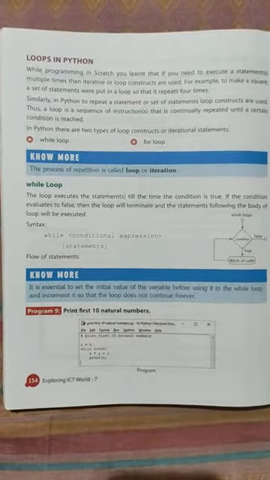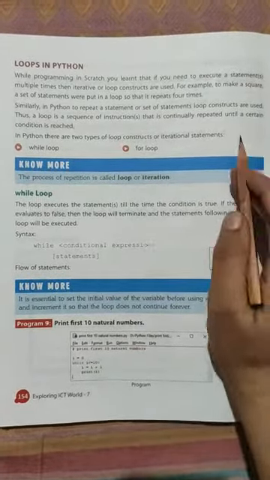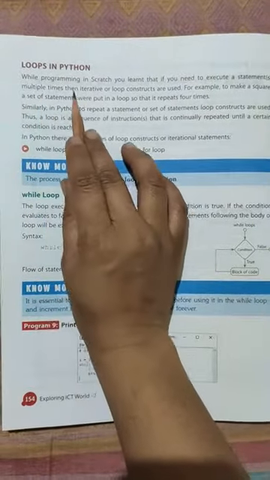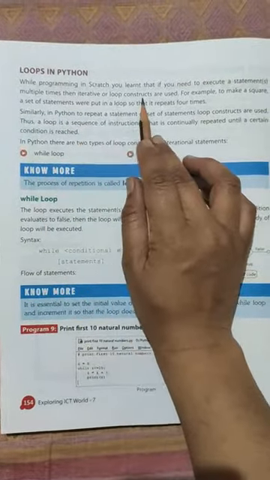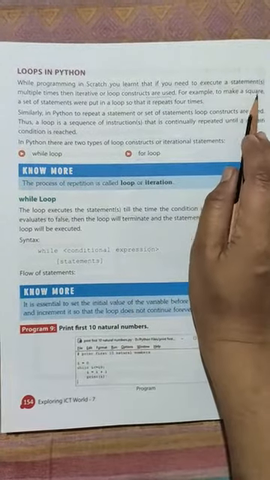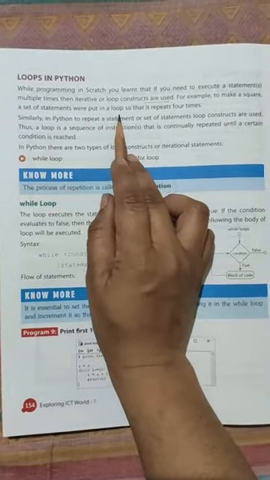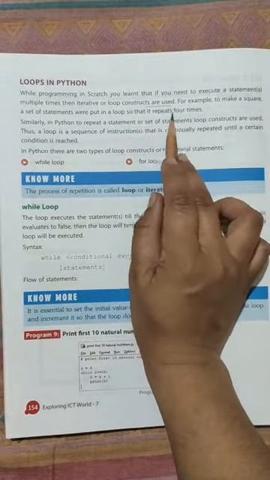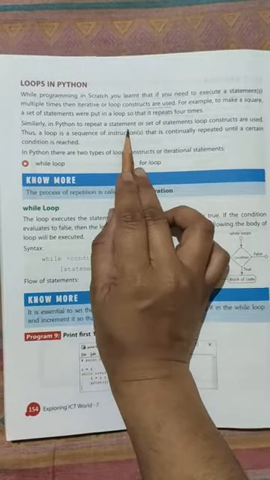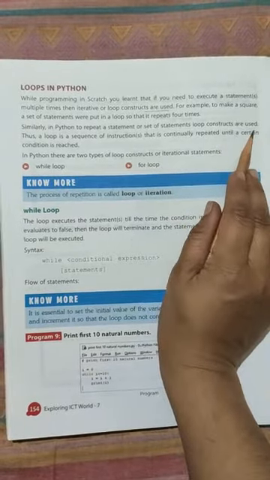So let's begin. While programming in Scratch, you learned that if you need to execute statements multiple times, then iterative or loop constructs are used. For example, to make a square, a set of two statements was put in a loop so that it repeats 4 times. Similarly, in Python, to repeat a statement or set of statements, loop constructs are used.